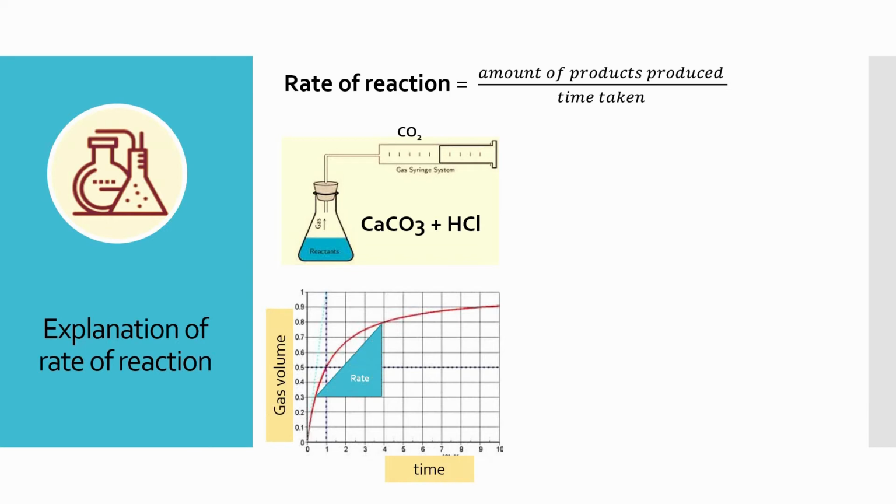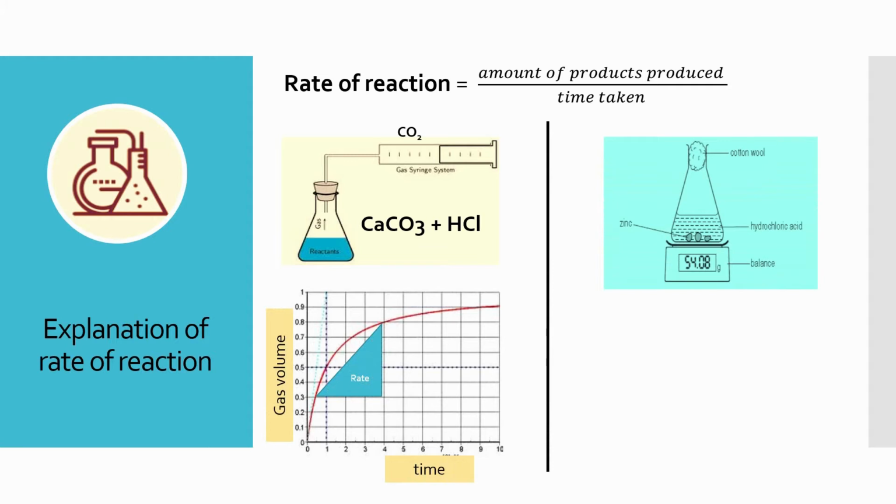Another experimental explanation. I am taking here zinc and hydrochloric acid. A stopper is given with a cotton wool plug. When the reaction is occurring, hydrogen gas is going off. Here the mass will decrease with time, and here the gradient is the rate of reaction.